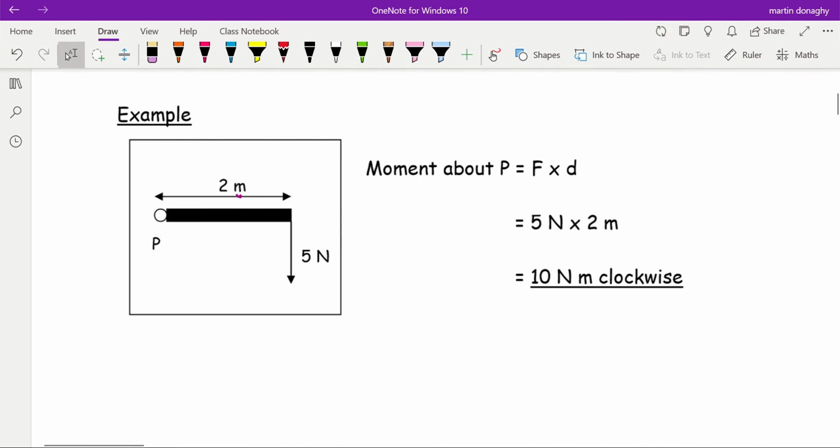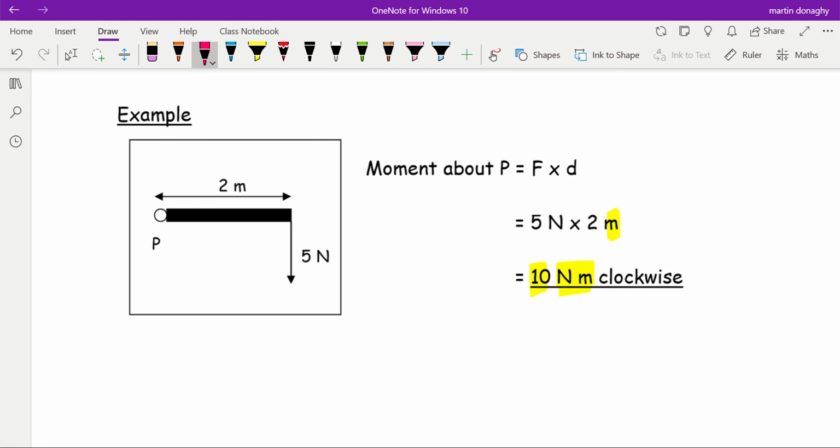Okay, so let's look at an example. Here we're asked to find the moment of this 5 Newton force about the pivot P. We write out our equation, moment equals force times distance. We put in our values, 5 times 2. We calculate it, 10. But then we need to give a unit. Because this is in meters, it's going to be Newton meters.